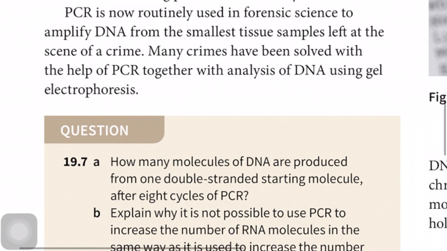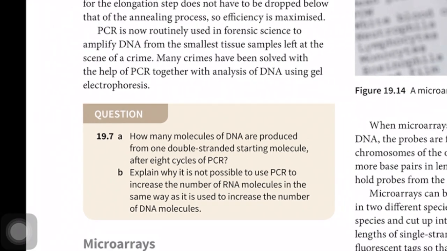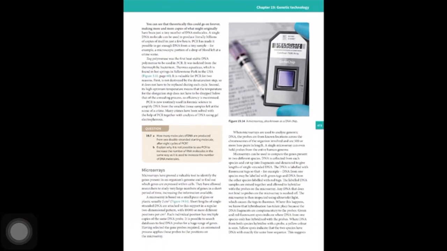PCR is now routinely used in forensic science to amplify DNA from the smallest tissue sample left at the scene of a crime. Many crimes have been solved with the help of PCR together with analysis of DNA using gel electrophoresis. We use analysis of DNA for DNA fingerprinting, you remember, right?